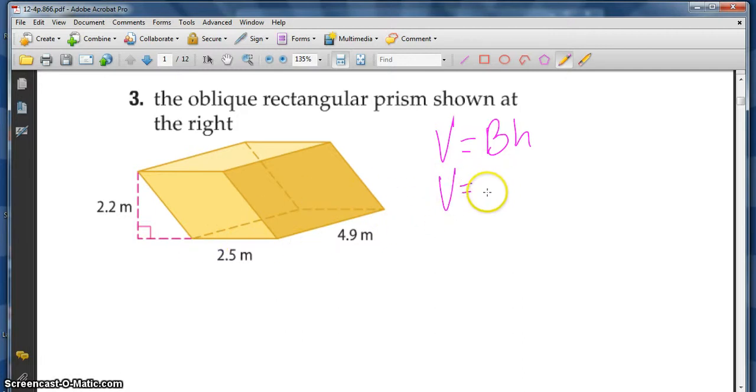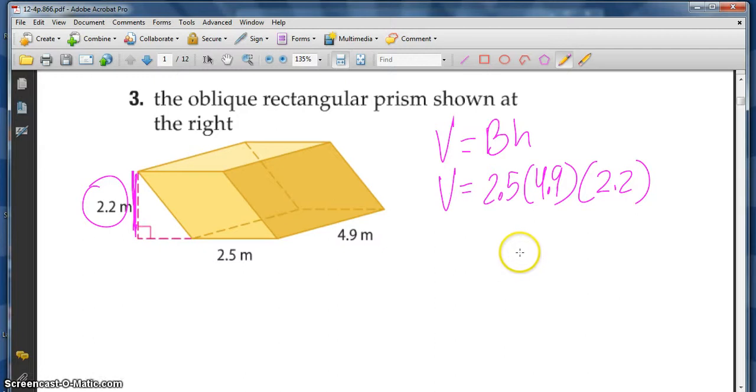so length times width there would be 2.5 times 4.9, and the height of our prism is right here. So we have a height of 2.2 meters. So if we multiply those three values, we get 26.95 cubic meters.